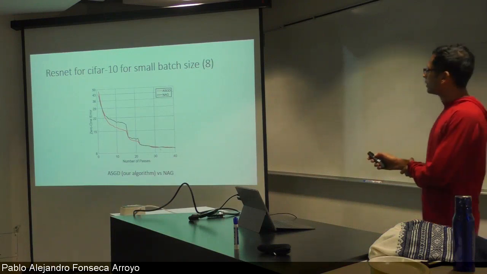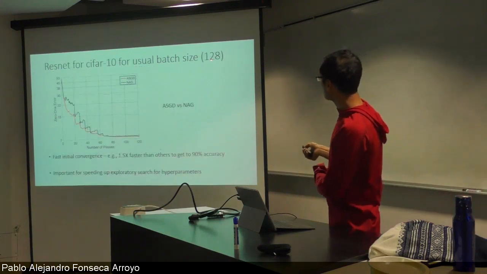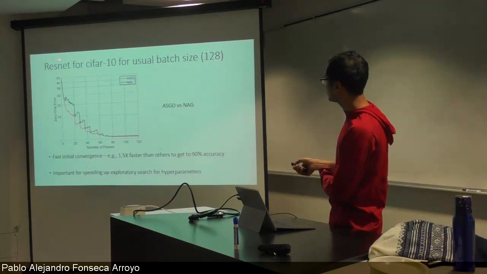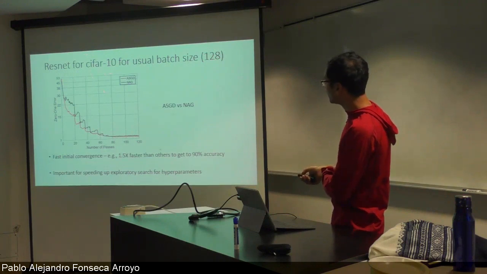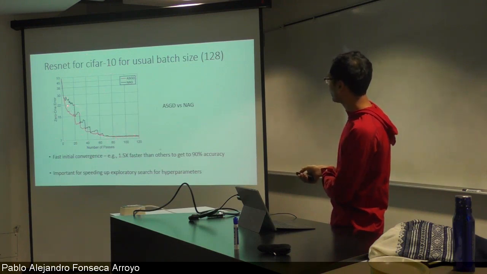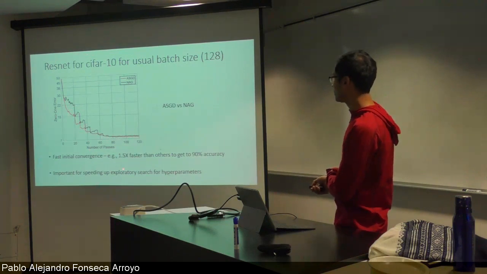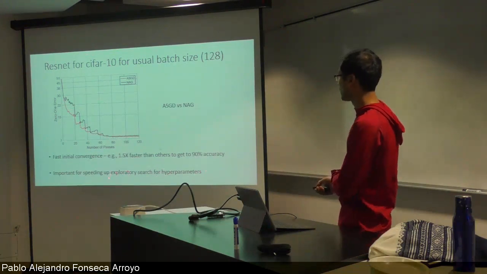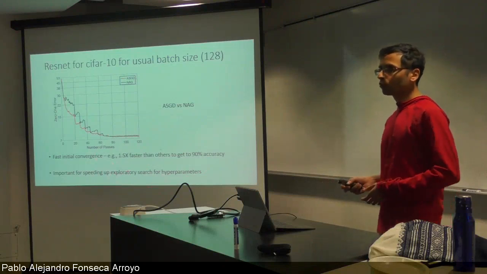And finally, even for the usual batch size that's used in practice, like 128 for training ResNet on CIFAR-10, we see that ASGD in the red achieves the same accuracy, but decreases the initial error at a significantly faster rate.